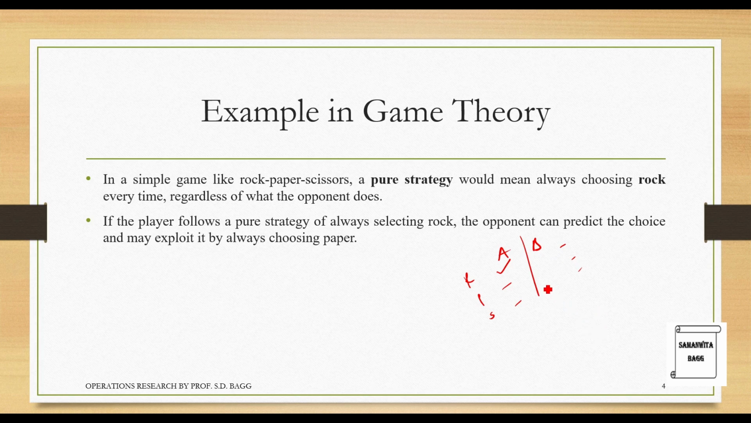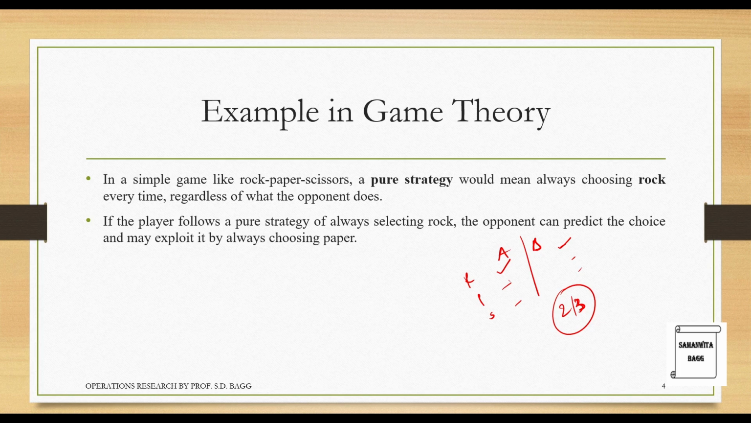For example, if A has taken up rock and B has taken up rock, no one wins. If A takes up rock and B takes up paper, A is going to lose. If A takes up rock and B takes up scissors, again A is going to win. So there is a 2 by 3 chance that player A is going to win. That is 66.66% chance that A is going to win if A has decided to play a pure strategy of rock every time and B is playing a mixed strategy of choosing any one of the three.